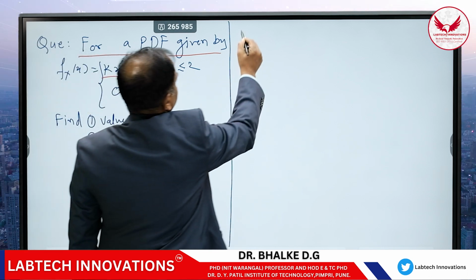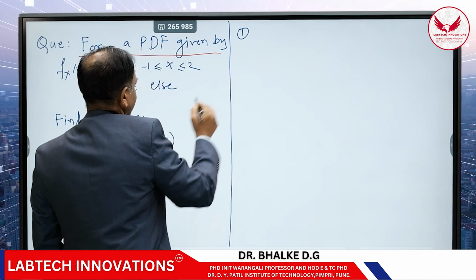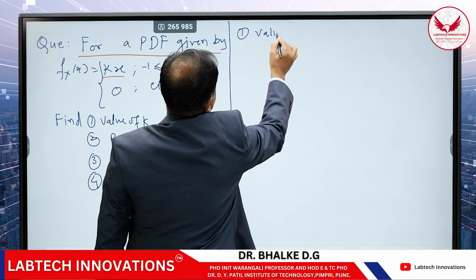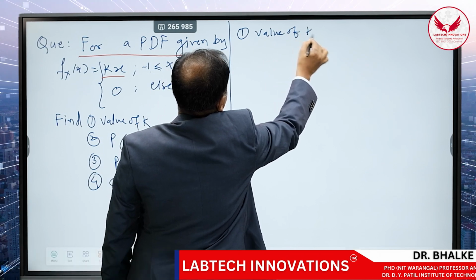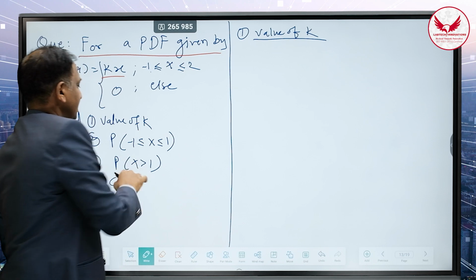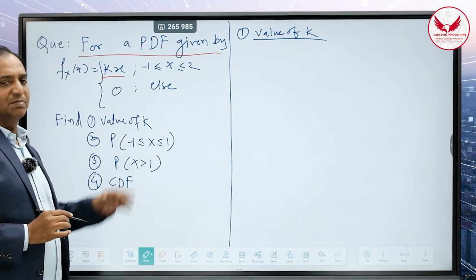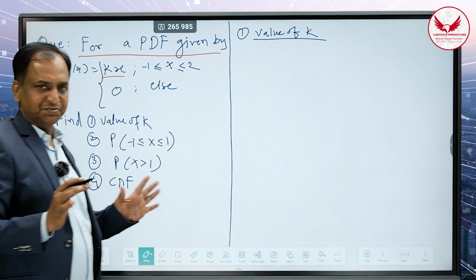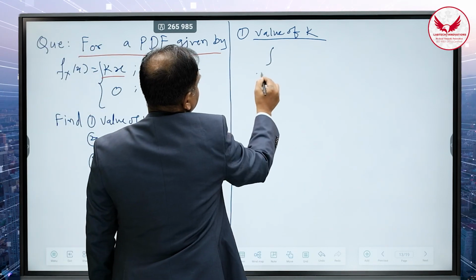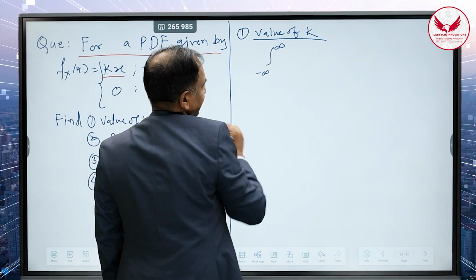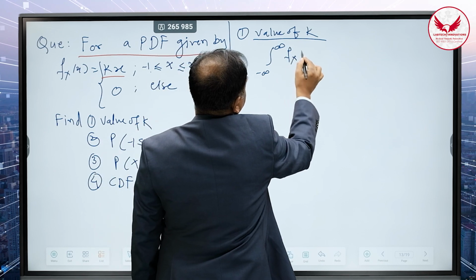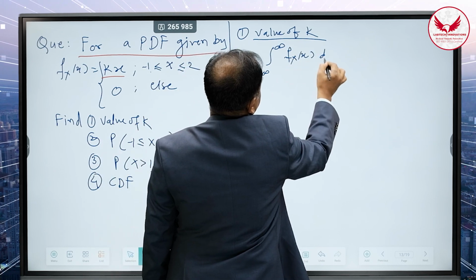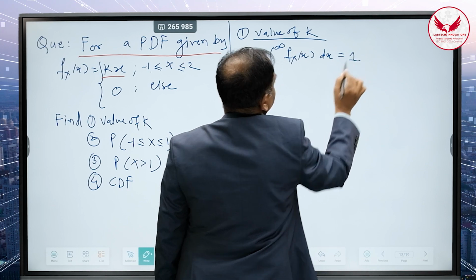First we'll try to find the value of k. For this we have to use the property that the area under the curve of the probability density function is 1. So we will use the integral from minus infinity to infinity of fx of x dx equal to 1. This property we have to use.